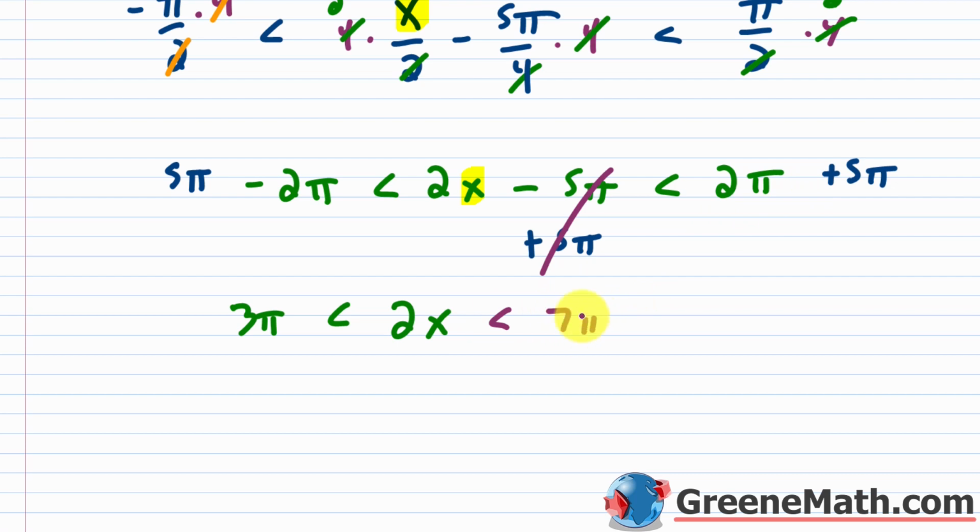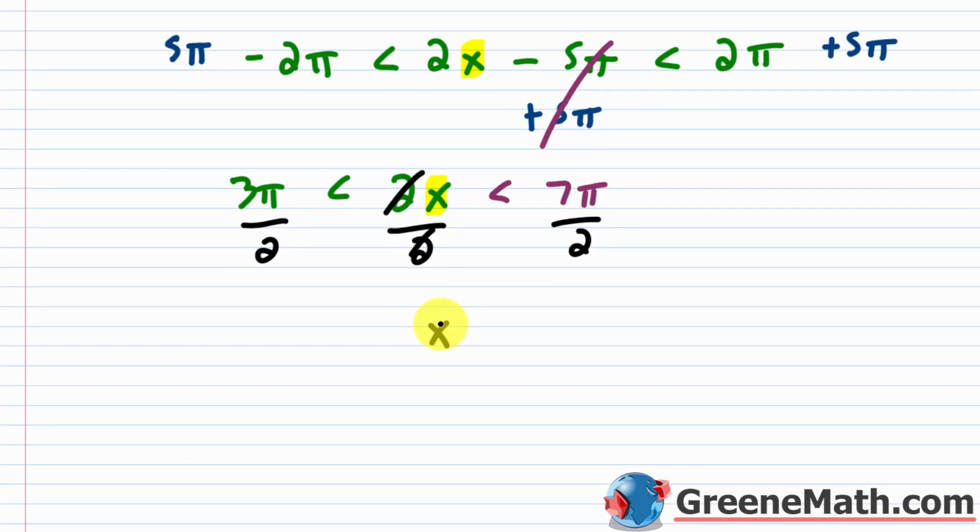That's going to be 7 pi. Again, if you want to isolate x here, just divide each part by 2. So let's go ahead and say this is divided by 2, this is divided by 2, and this is divided by 2. So this would cancel. Let me slide down here a little bit. And so now we have x is greater than 3 pi over 2 and less than 7 pi over 2.